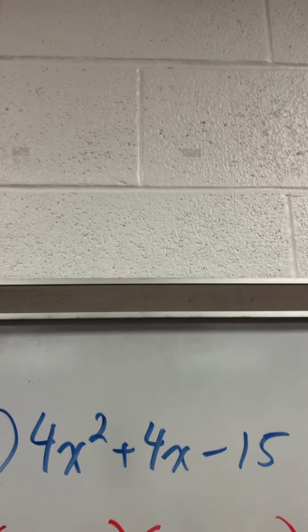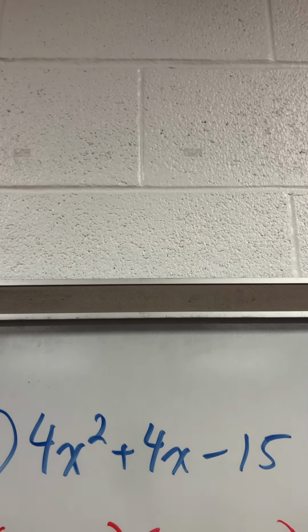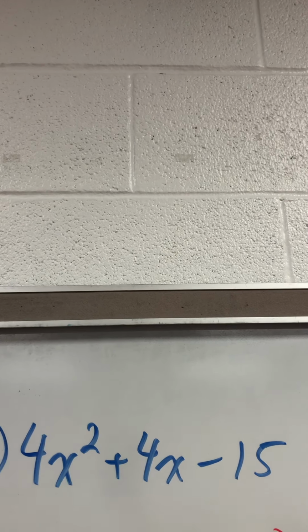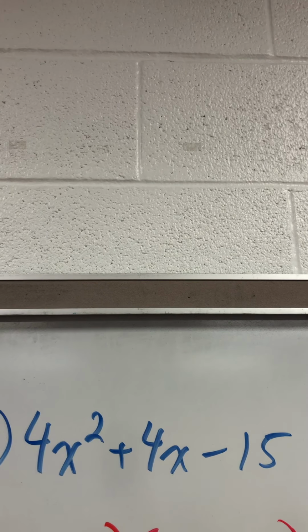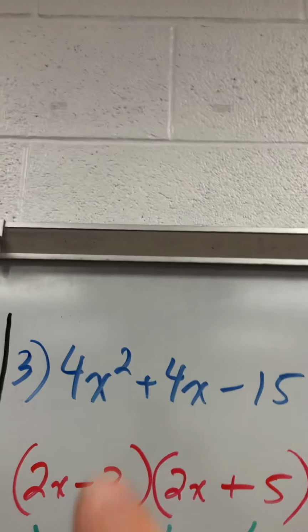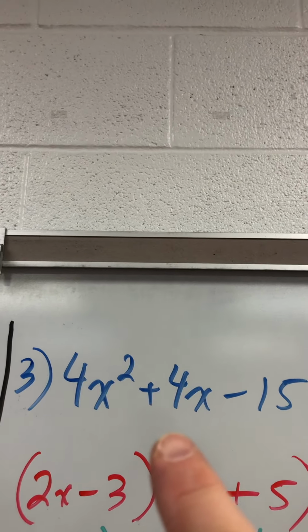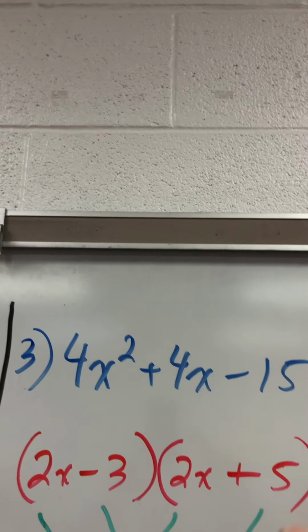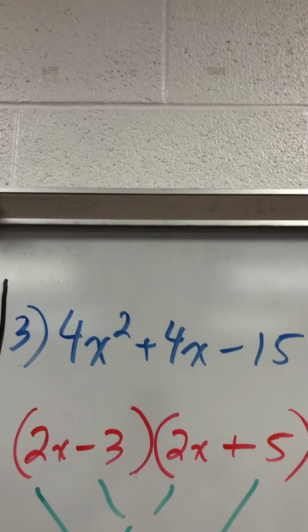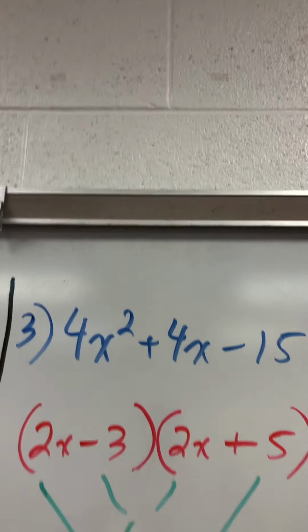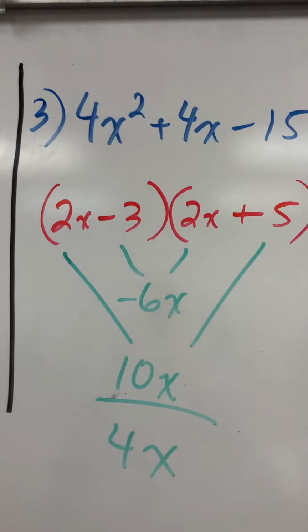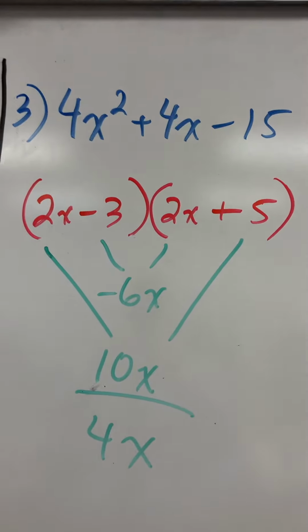4x squared plus 4x minus 15. What times what makes 4? 2 times 2. What times what makes negative 15? Negative 3, positive 5. Noticing that the middle is positive 4, I'm going to make the bigger number positive and the smaller number negative. Does that make sense to you? I hope so. You get positive 10x, negative 6x to make positive 4x. Ding!